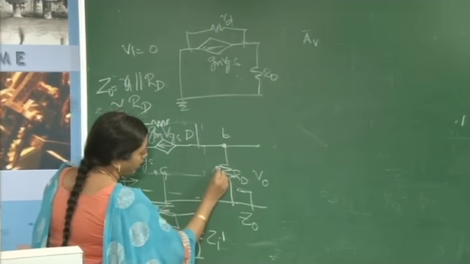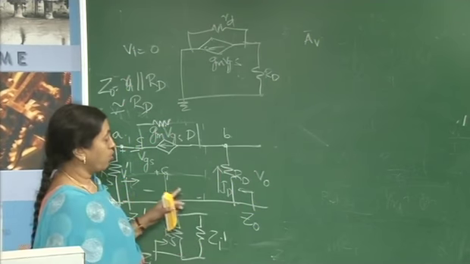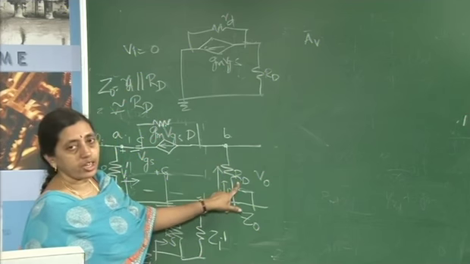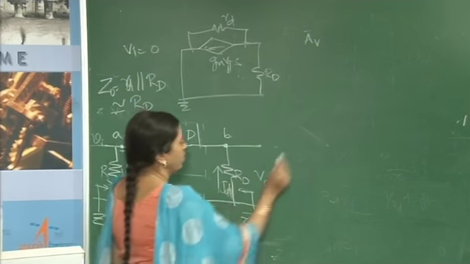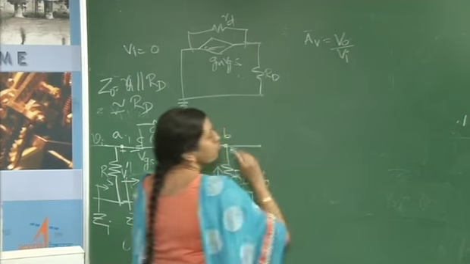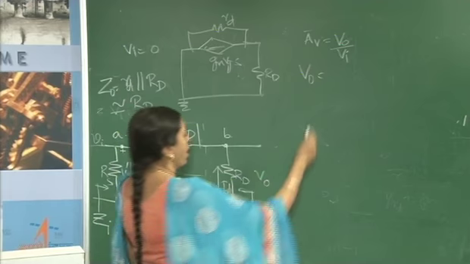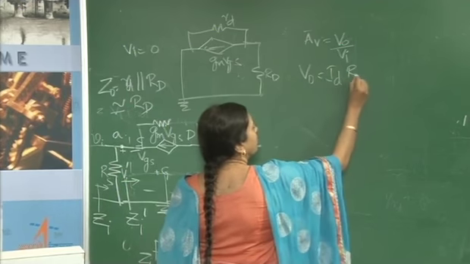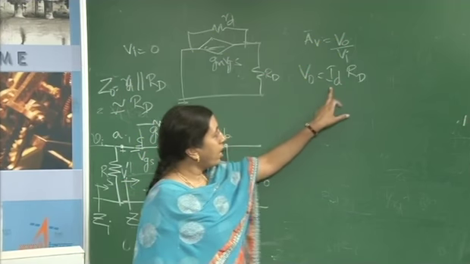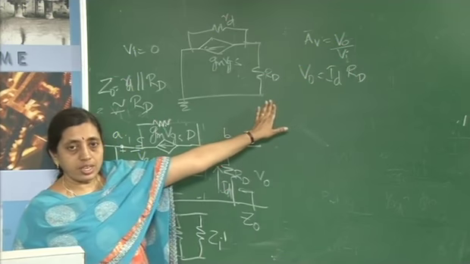So, I will take the current through RD to be ID because it is flowing in the drain node. So, V0 is nothing but the drop across RD, that is ID into RD. AV is the ratio of V0 by Vi. By looking at the circuit, we can write V0 to be ID into RD. Now, we need to find an expression for ID, that is, express ID in terms of Vi, so that we can evaluate what AV is.